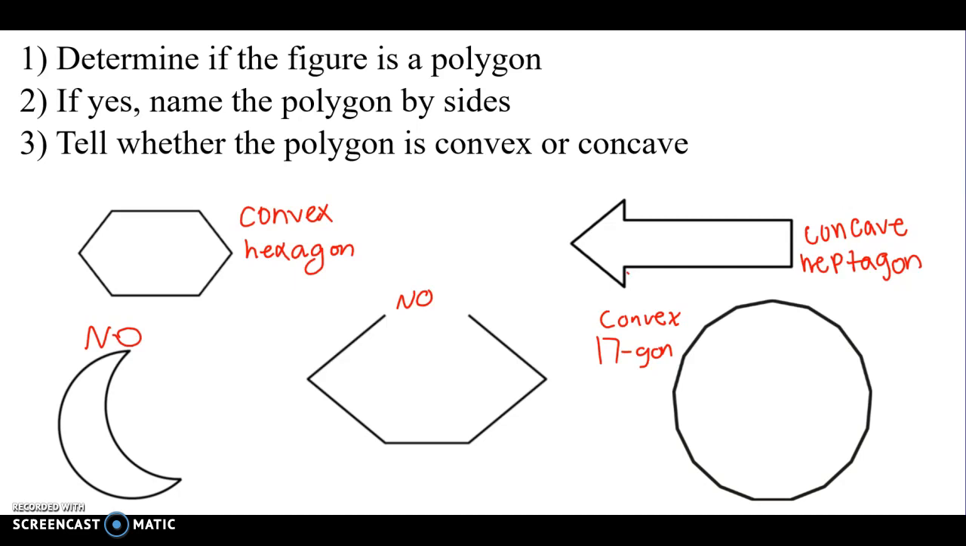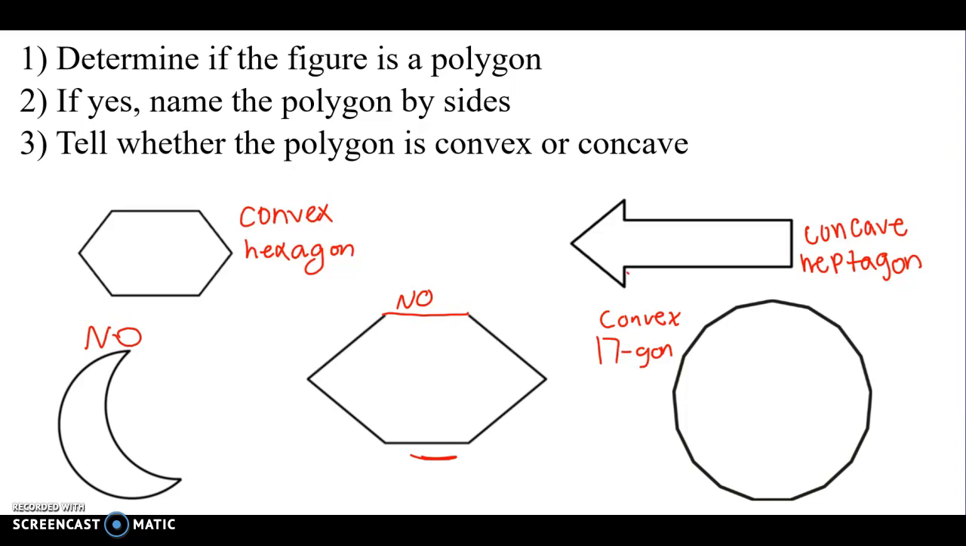Our second one, the moon. Why is that not a polygon? It's rounded. That means it's not made up of line segments. Segments have to be in a straight line. Okay. This one, I don't know what this one is. It's obviously not a polygon. Colin, why is it not a polygon? It's not closed. Okay? If it was closed, it would become a polygon.